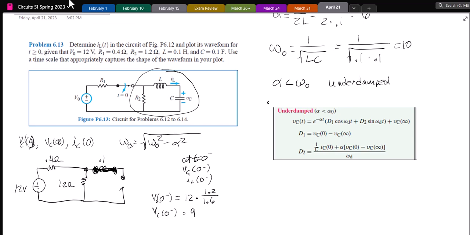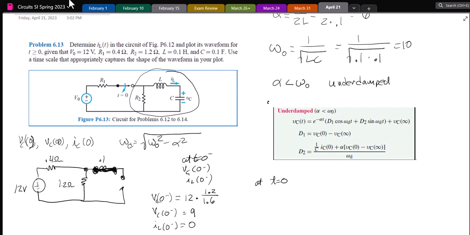And while we're here, let's also just go ahead and find IL of 0 minus. And we know that IL of 0 minus, there's no current flowing on this side, so we can say IL of 0 minus is 0. On which side? The right-hand side. Because it's open. Yeah. So, okay. Yeah, that makes sense.